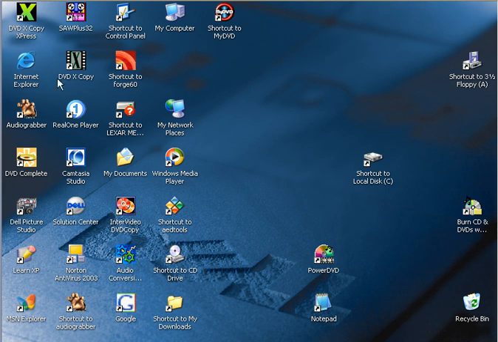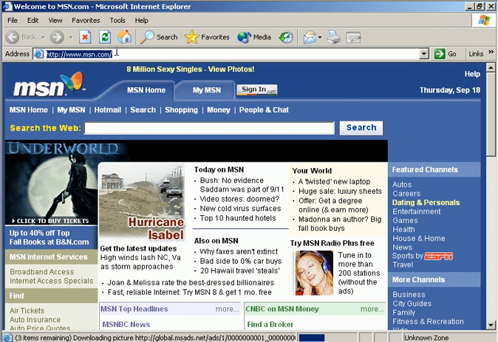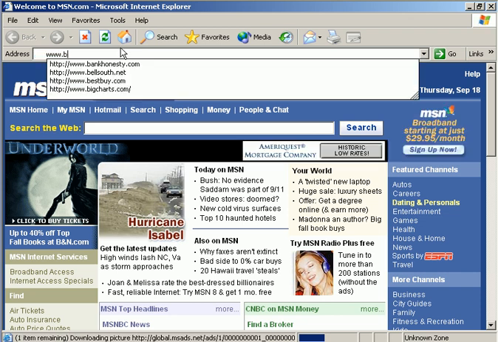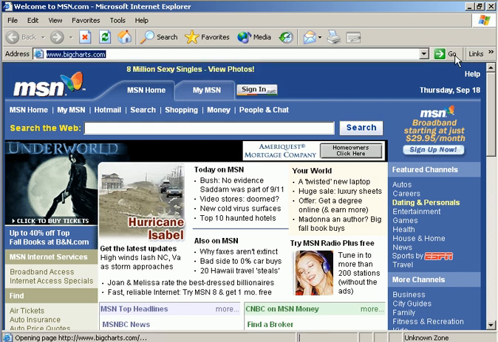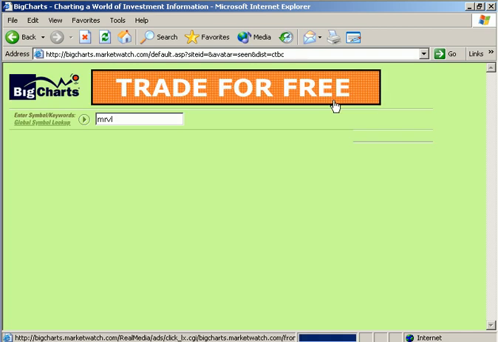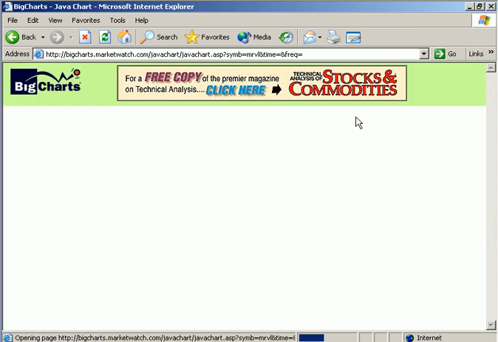We're going to close out of Carl Ryder and go to BigCharts. We need to go to www.bigcharts.com. Once we go to bigcharts.com, we will be able to draw our trend line and also set our lower indicators. First thing we want to do is click on the Java chart. Let's go ahead and do that.